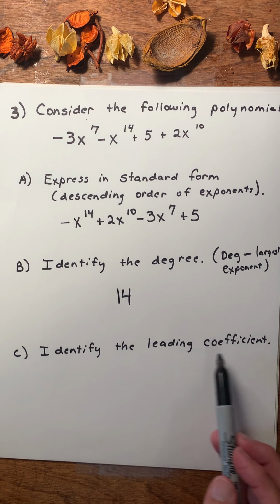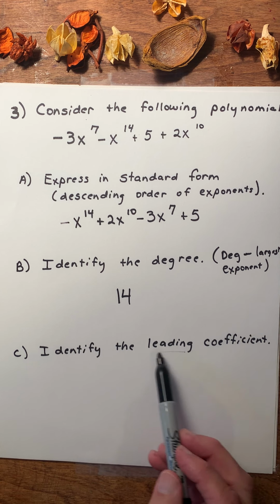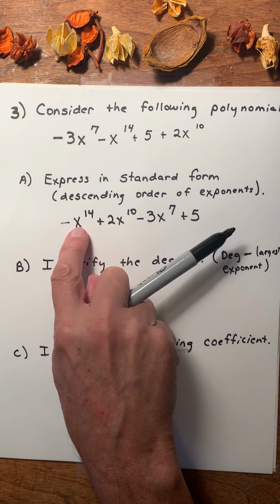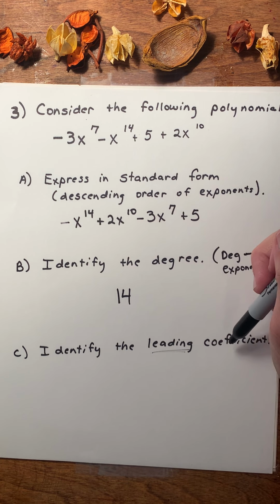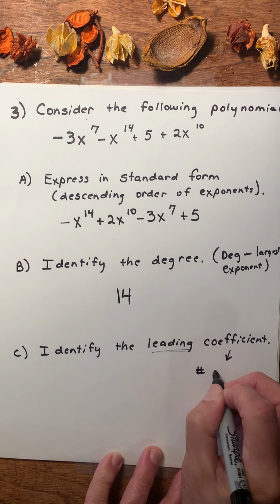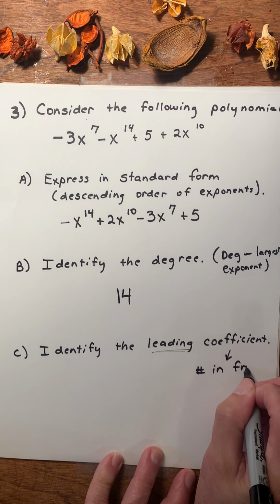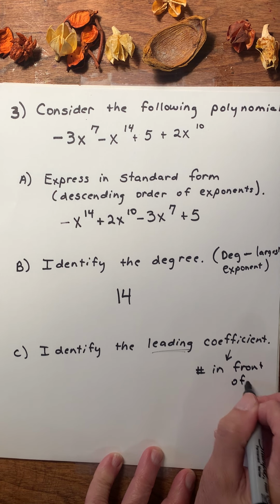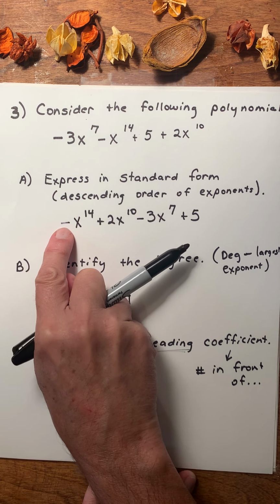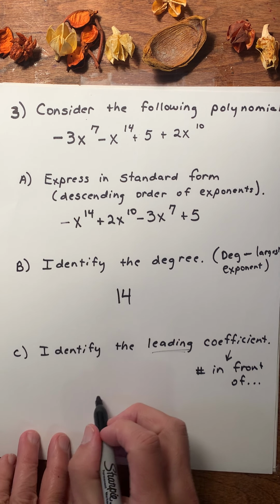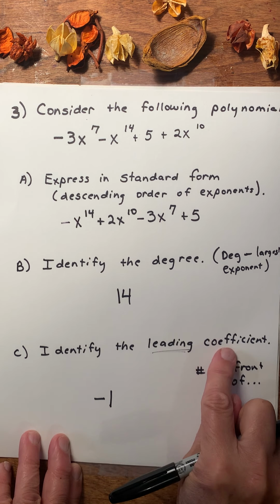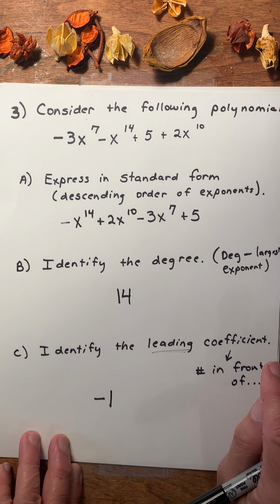Finally, identify the leading coefficient. Leading is your hint. That's the first. This is a parade of terms. This guy's leading the parade. My leading coefficient, the coefficient is the number in front of. Yeah, well, I don't see a number in front of, so what is it? It's negative 1. There's an understood 1 there, so my leading coefficient, negative 1.